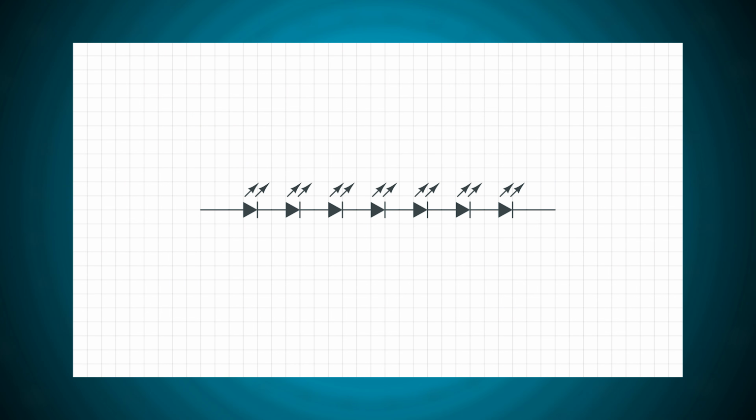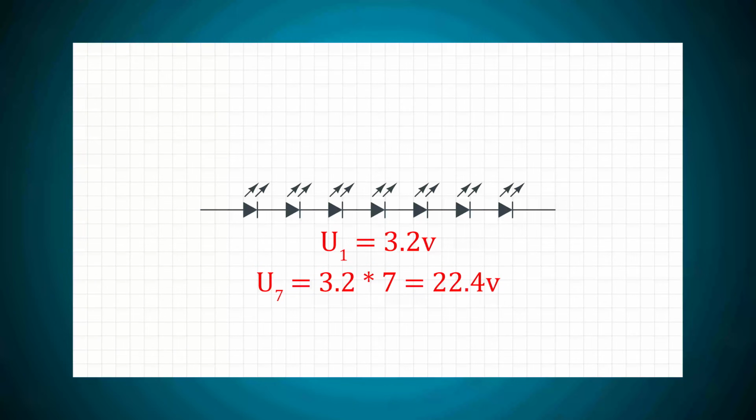We have established that U1 equals 3.2 volts if we power a single LED. This means that 7 LEDs connected in series will exhibit 3.2 multiplied by 7, 22.4 volts drop. Obviously, our DC power source cannot supply this voltage. This means that even if we feed the 12 volts to the strip directly without using any resistors, the LEDs will not light up, since the supply voltage is way too low for the diodes to turn on.